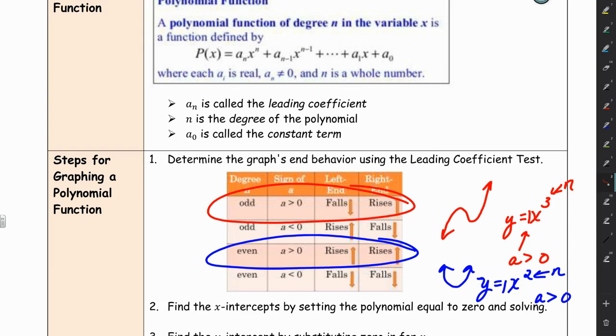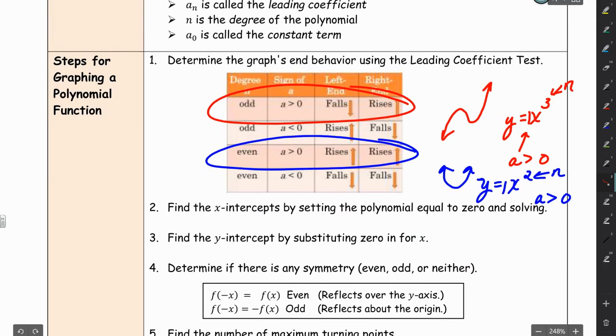The next step in graphing a polynomial would be to find the x-intercepts. We're going to do that by setting the polynomial equal to 0 and solving. So we set the whole thing equal to 0 and solve. We're going to find the y-intercepts by substituting 0 in for x. We're going to determine if there's any symmetry. Right? We can use the algebraic method to do that.